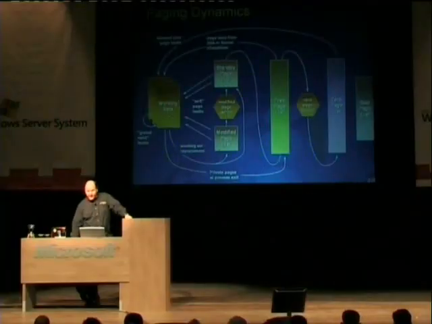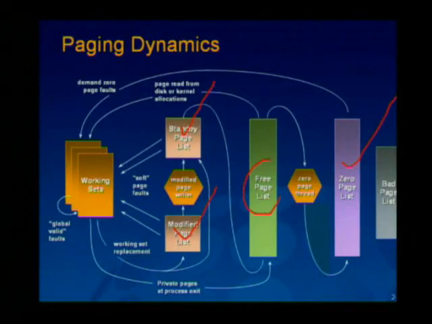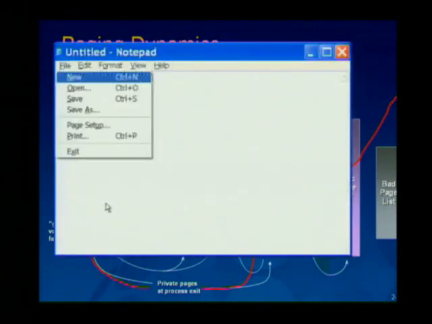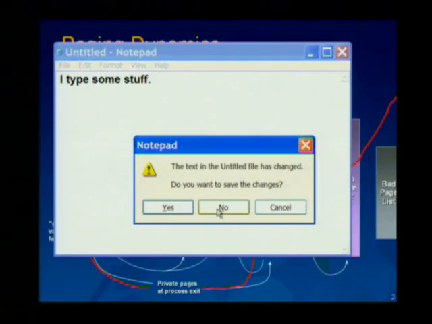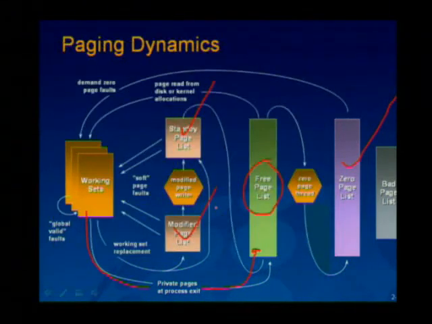Okay, so we've covered the standby list and the modified list and the zero list. Let's talk about the free list. The free list, if you look at the arrow, grows at process death. When a process dies, the working set is disassembled. So for example, I'm going to exit Notepad, not saving the data. Where did the working set just go?